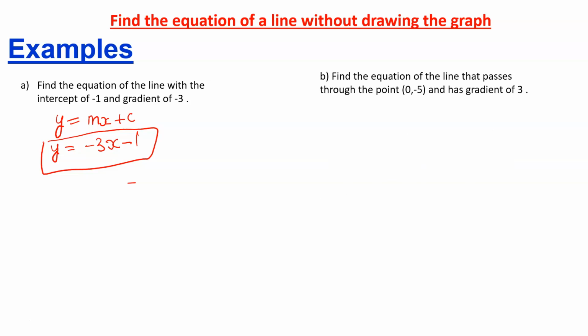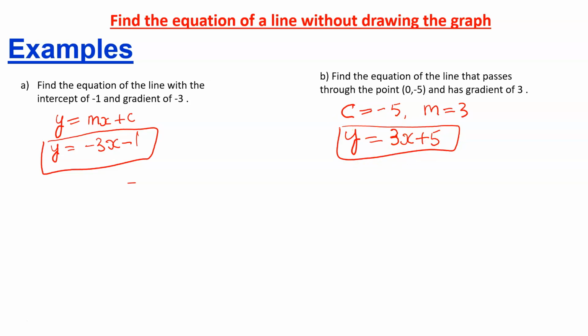Let's take the second example. Find the equation of the line that passes through this point and has a gradient of this. So, do we know our c to start with? Yes, that is the intercept because the x is 0. That's minus 5. Do we know the m, which is the gradient? Yes, we do, and that's 3. If we put them together, we get an equation which says y equals 3x minus 5. So we found the equation of a line.